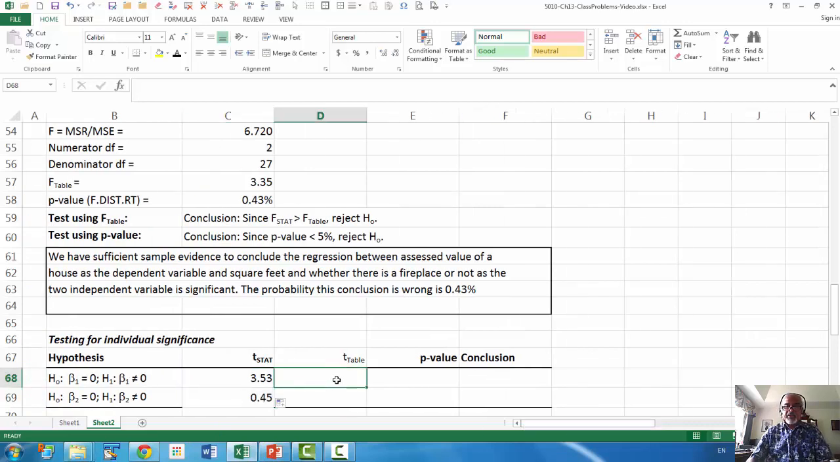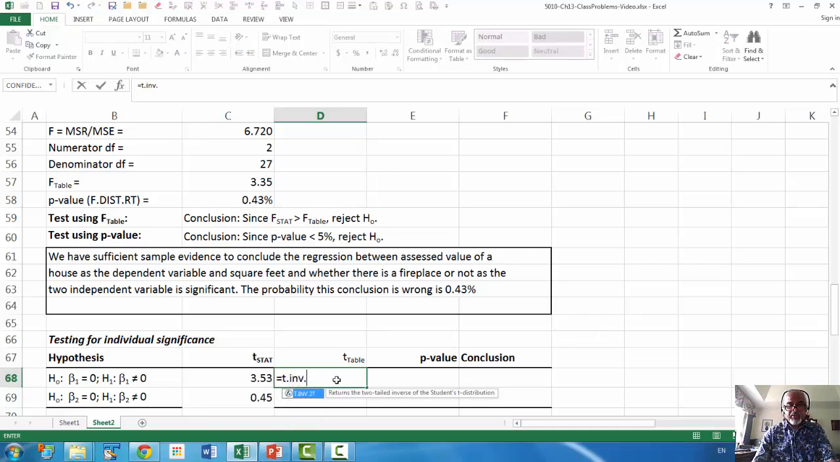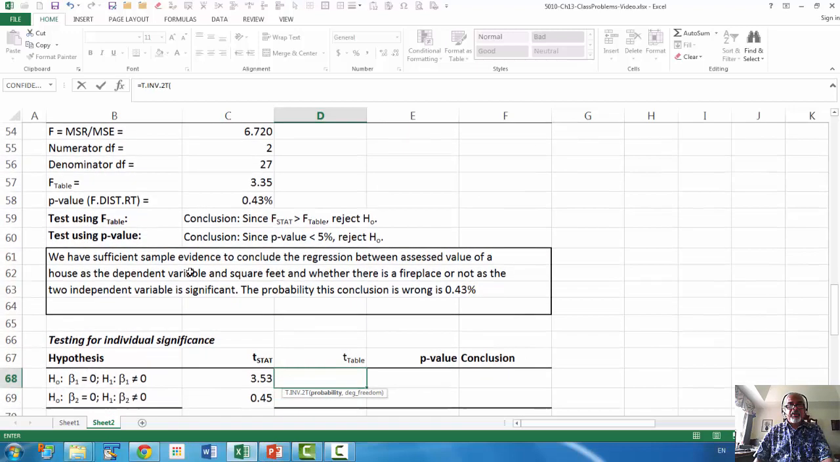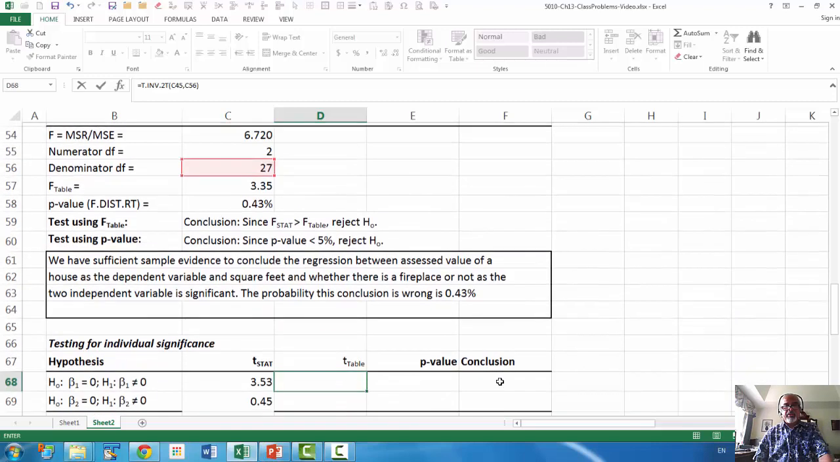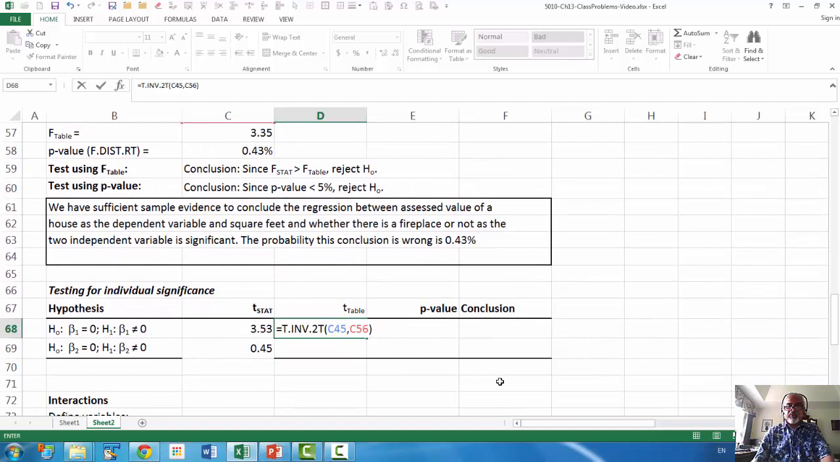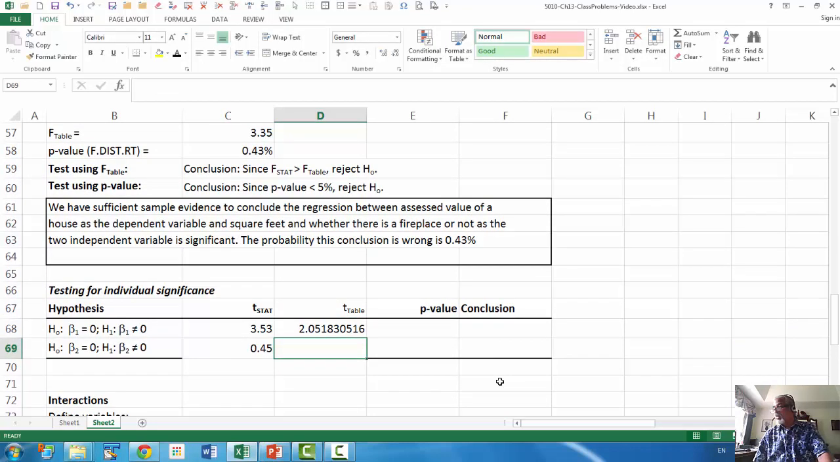Okay, and the t-table value is T.INV.2T, okay, which is 5%, and denominator degrees of freedom is the MSE degrees of freedom which we want for the t-table. Okay. Now the t-table is same for both tests.